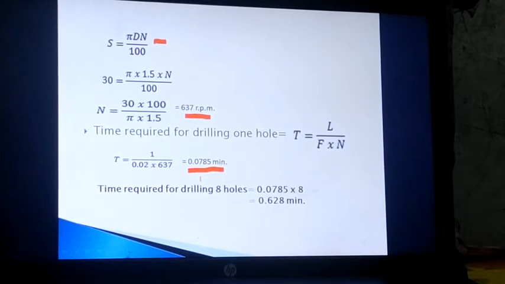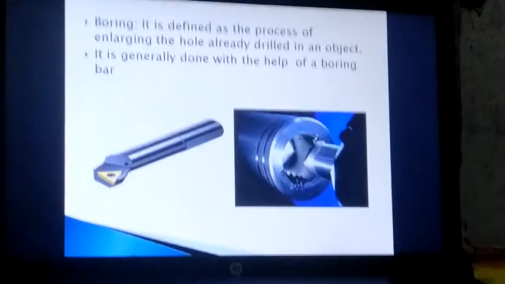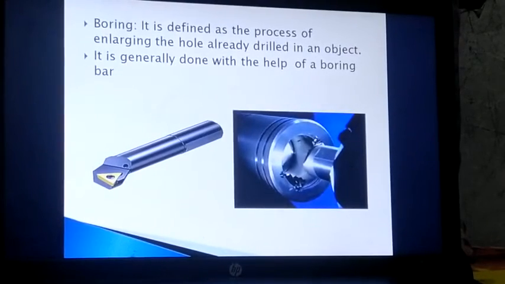Now we have to create 8 holes. We will multiply it by 8 and we will get the answer as 0.628 minutes. Now the second operation we will take today is boring. First we will discuss its definition.